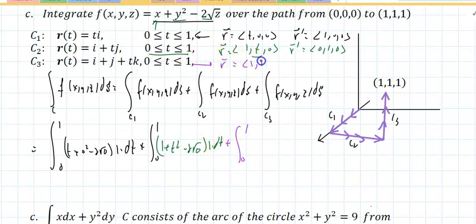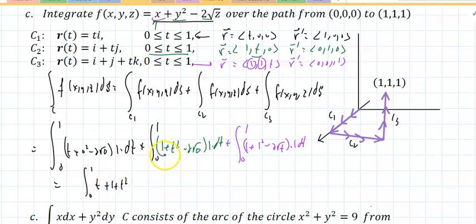R is actually 1, 1, t, and r prime is 0, 0, 1. So they're all nice. The length is 1, but here I'm going to take 1 in for x, 1 for y, t for z, times 1 dt. And there it is. And you could combine those if you wish because they're all 0 to 1. That is t plus 1 plus t squared plus 2 minus 2 radical t dt.